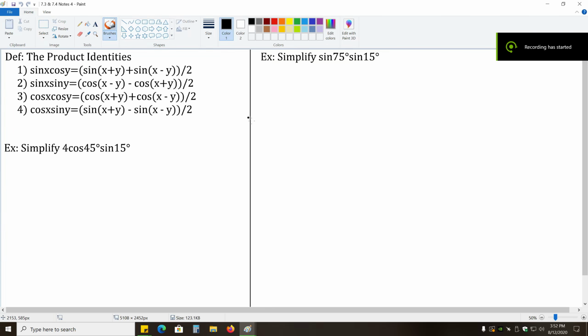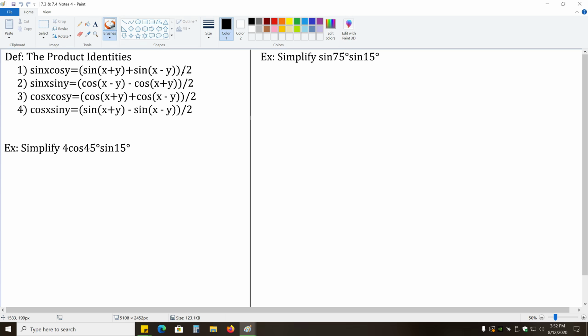We're now going to be talking about the product identities and the half angle identities. Just to start off with, we define the product identities as these four formulas. Given sine of x times cosine of y, we have the quantity of sine of x plus y plus sine of x minus y all over 2.